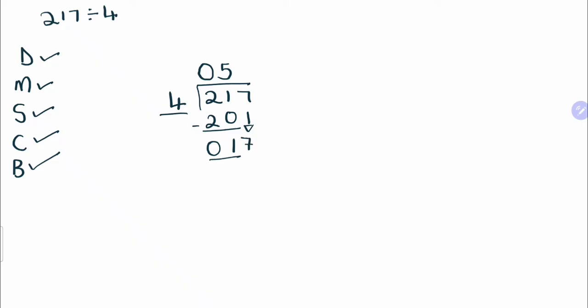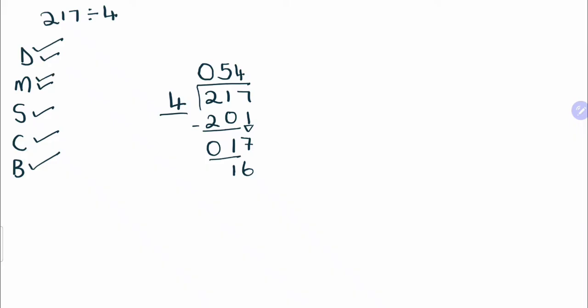Now that we've brought down the 7, we're going to start the procedure all over again, right? So we're going to say 17 divided by 4, or how many times does 4 go into 17? We can count that up. 4, 8, 12, 16. Now that's 4 times, right? So we're going to write down our 4 right over here. Now that we've divided, we need to multiply 4 times 4, and that should give us 16. We're going to write our 16 right here.